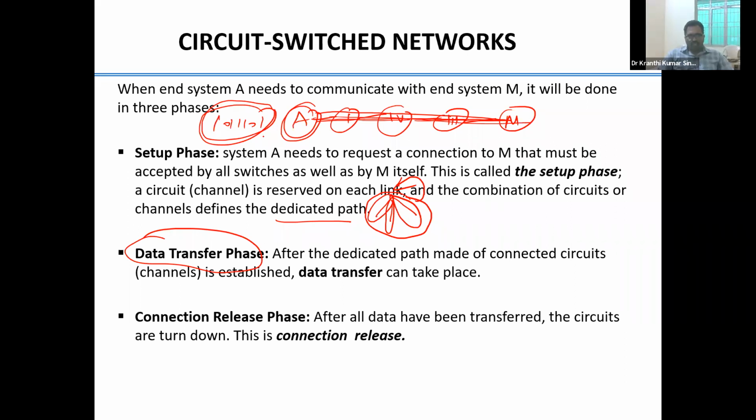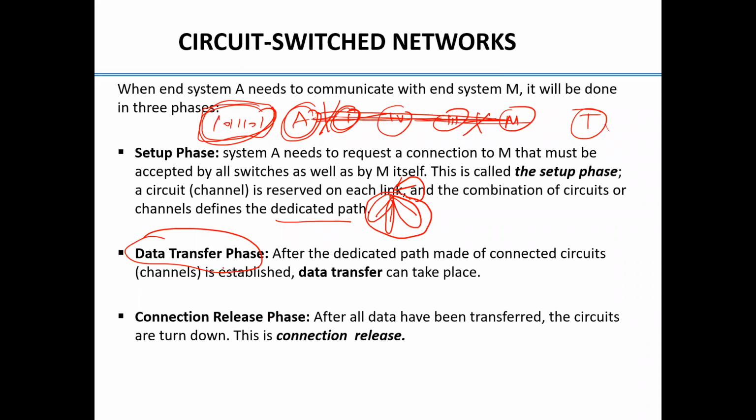Now there is no data available with A. Then A requests, dear switch, my transmission is completed, now I don't need this connection. At that time, the switches disconnect. This does not happen in your traditional topologies. Yes or no? Yes. So once data transmission is completed, we go with the connection release phase.